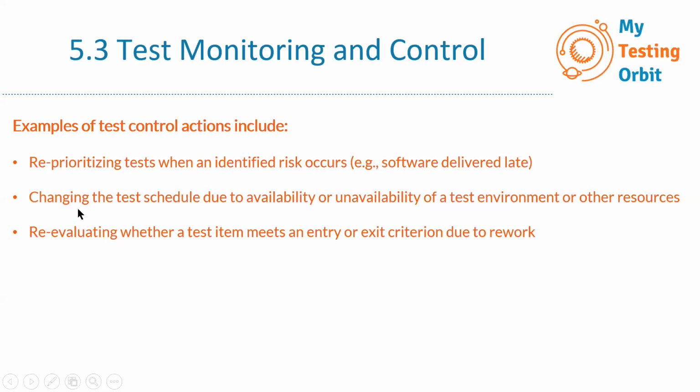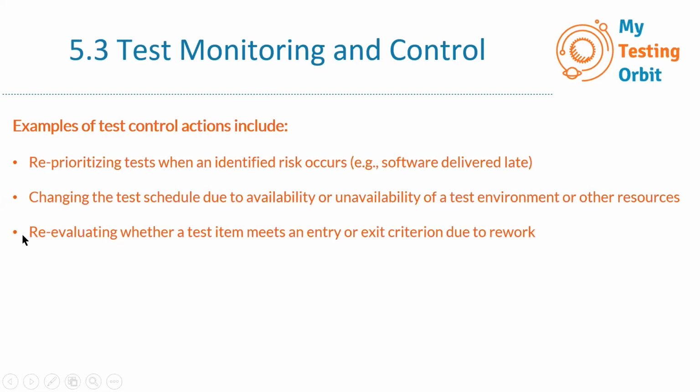The second one is changing the test schedule due to availability or unavailability of a test environment or other resources. If we are ready to perform testing, but let's say that we have not got the test environment, or maybe the test environment was all set up, but there can be an infrastructure issue because of some mishap, and the test environment is not available, then of course the testing schedule can be changed as well.